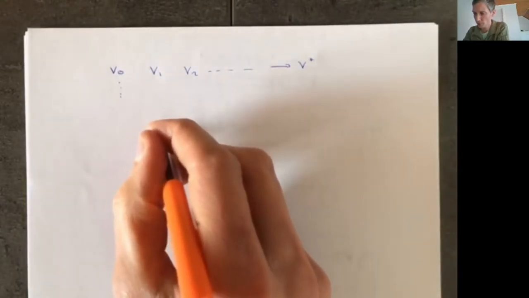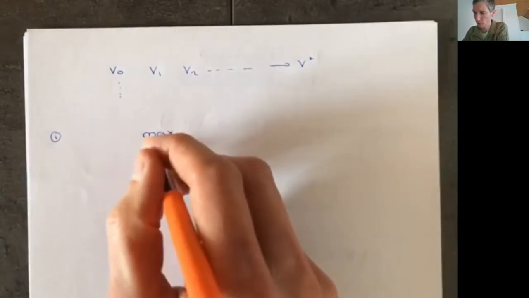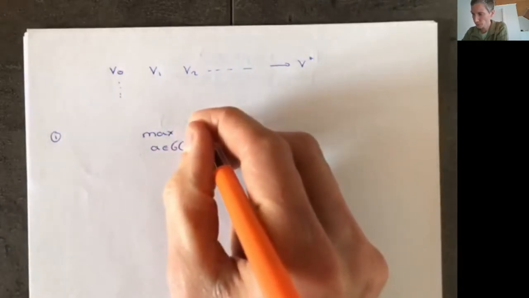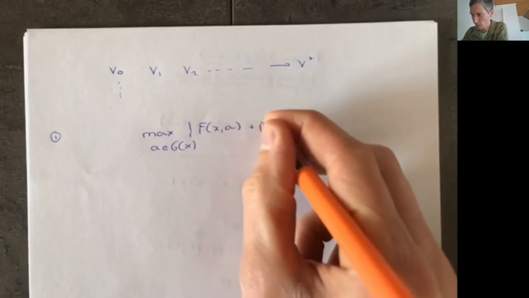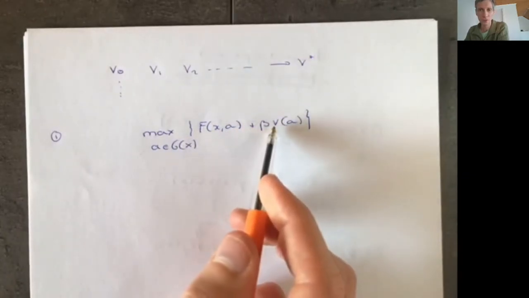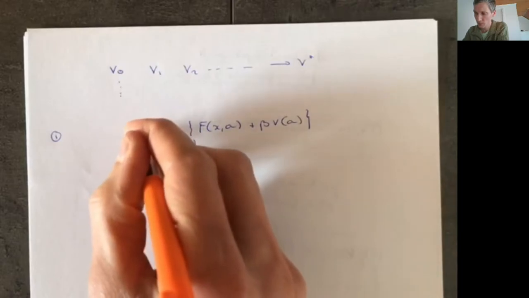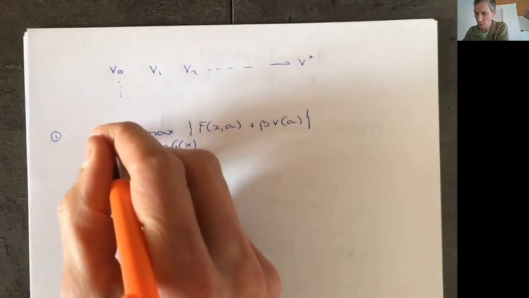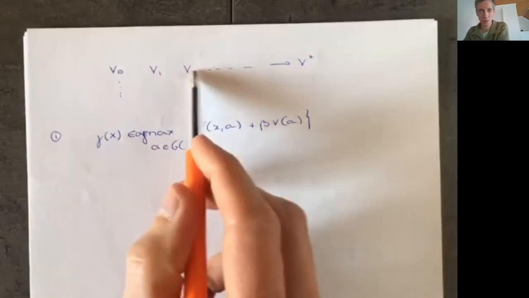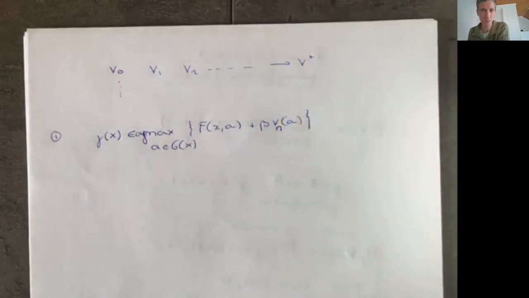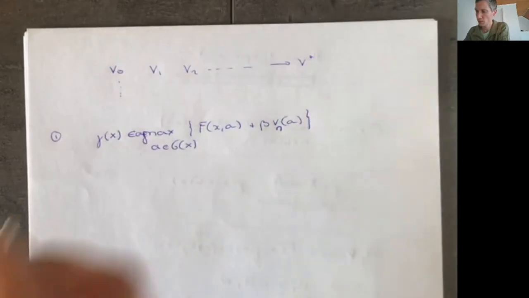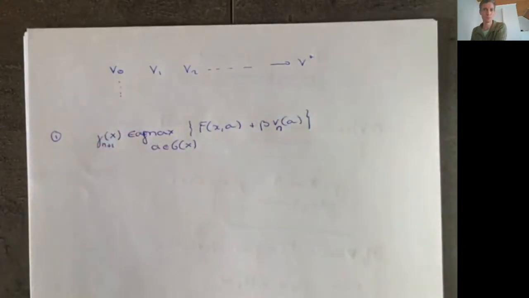At the starting stage, the first thing you can do is compute the next iterate of the Bellman equation, f(x,a) plus beta v(a). But in this case, you're not interested in Tv, but in the argmax, which is going to be gamma of x. So at some iteration, you arrive at the function vn. Then the policy function that comes out of this maximization problem, let's call this gamma n plus 1.